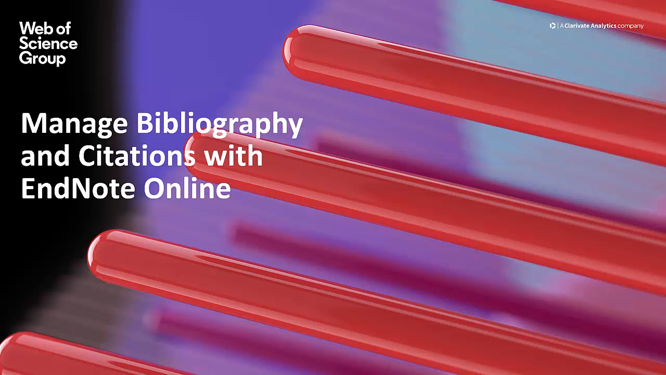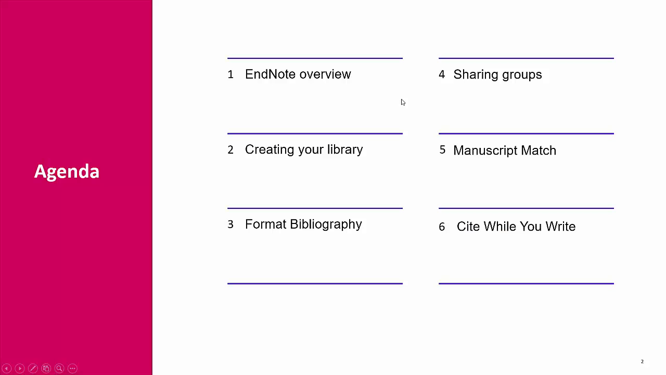Hello, in this video I'm going to tell you how to manage bibliography and citations with EndNote Online. We'll start with a brief overview of EndNote Online functions. Then I'll show you in greater detail how to create a library and format bibliography, how to share groups, and find journals with the help of Manuscript Match. The last but not least function is Cite While You Write, a plugin that helps to format citations in your documents. So let's get started.